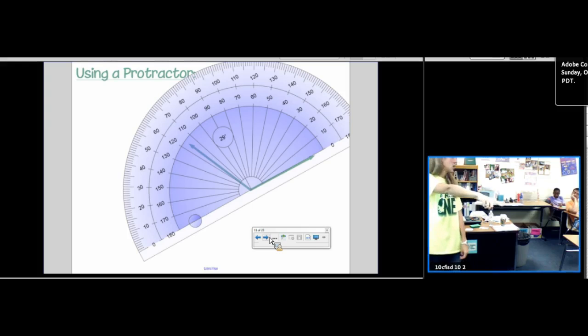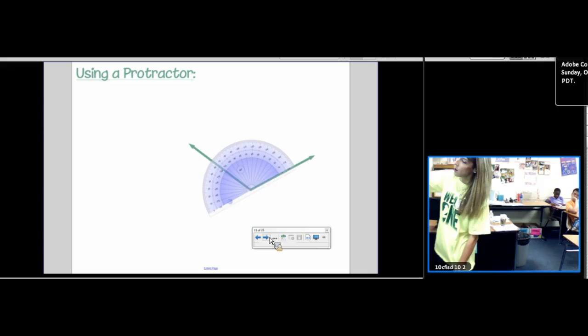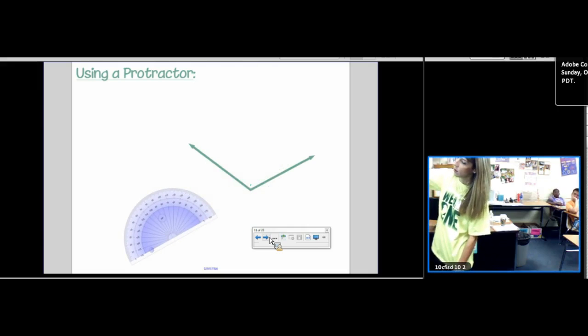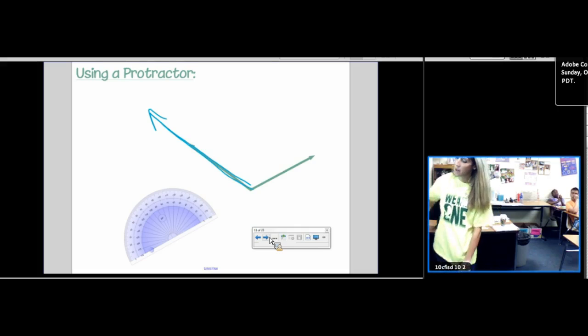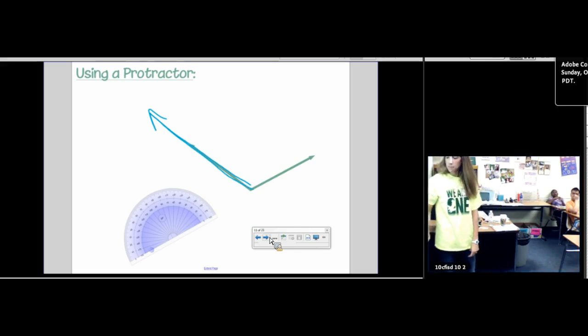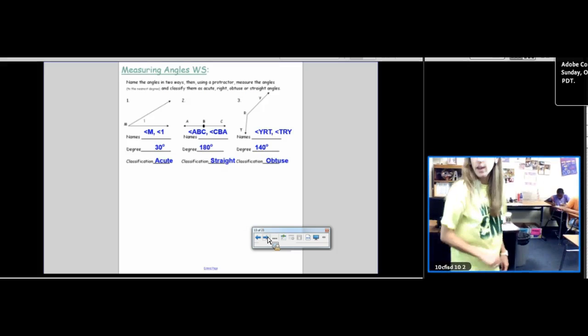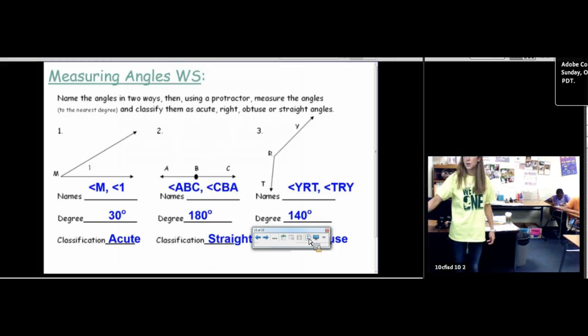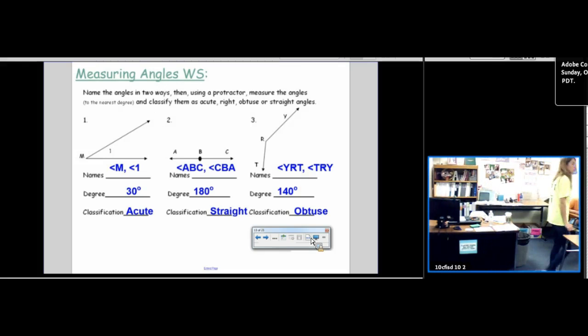Sometimes you're going to need to take your ruler and make your angle longer. Don't do it freehand. If you're going to make it longer, you need to use your ruler. Okay? All right, I want you to do this practice. Check your answers to the front. I don't expect you to be done with the back necessarily, but check your answers to the front because you want to make sure you're on the right track.